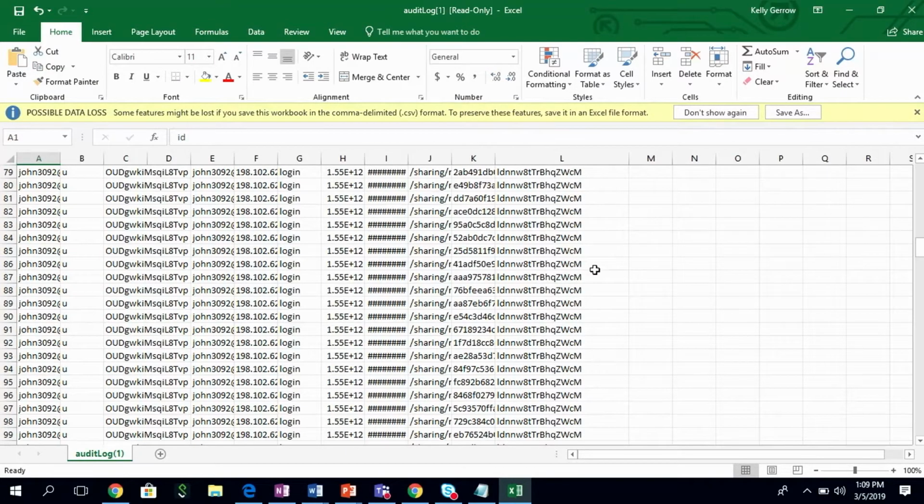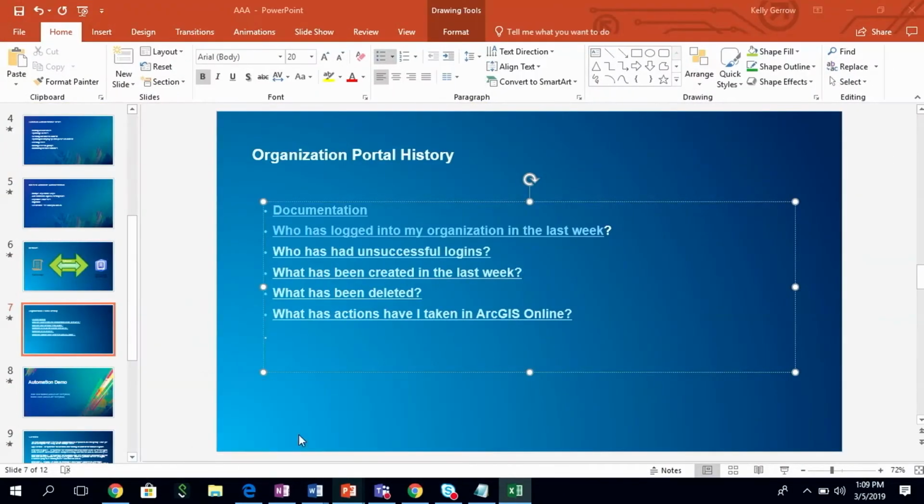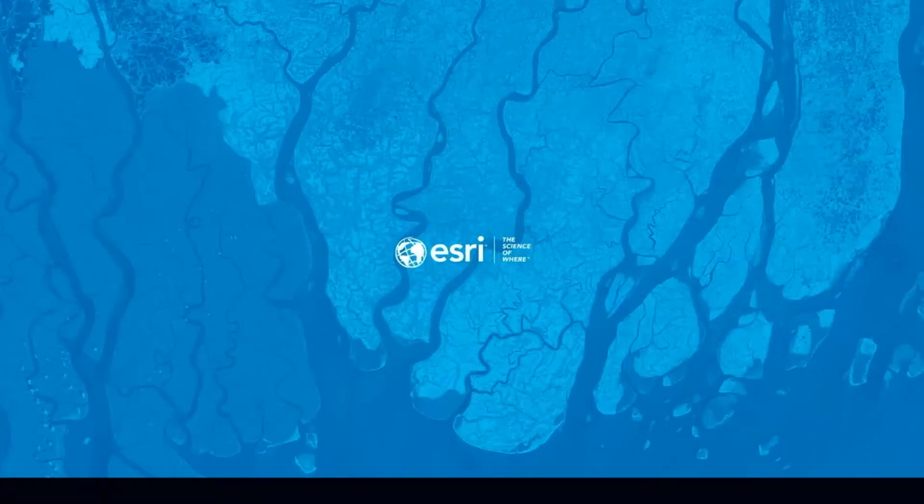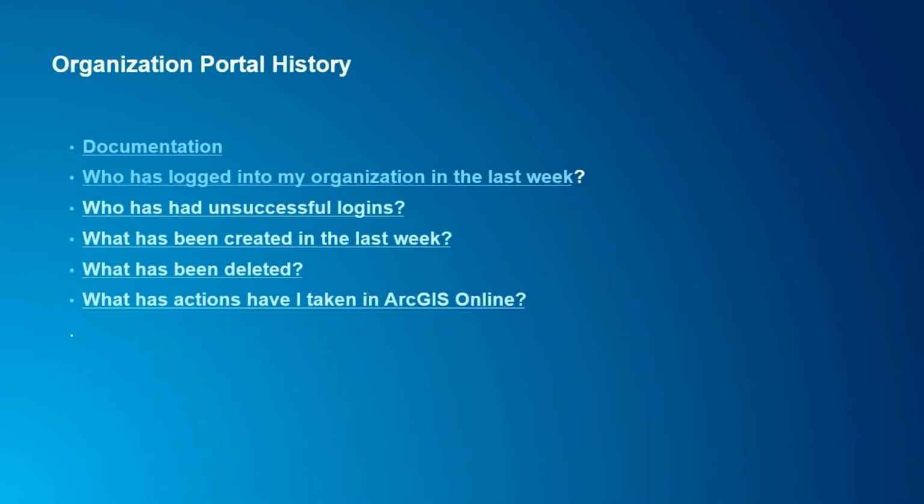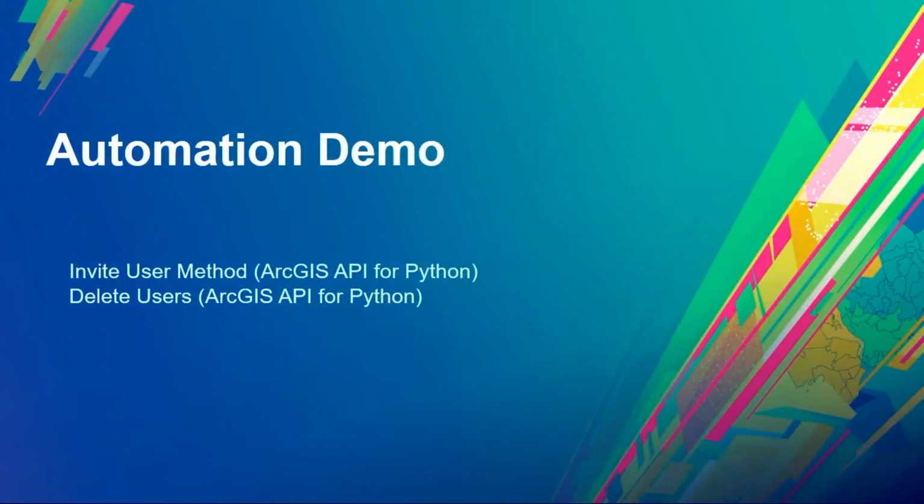With some more programming and work with this, it's something that can be automated on a weekly basis, depending on what information you're looking for. So you can really take a look at different aspects and different features within your organization, and really pick and choose what you want to see and what type of reports you can create. All right. So next we're going to talk about how to automate creating and removing users.